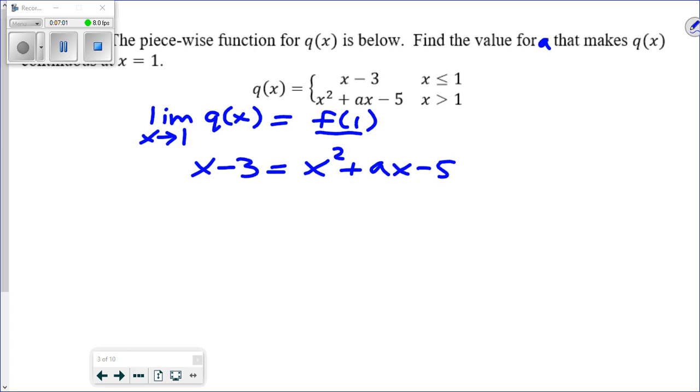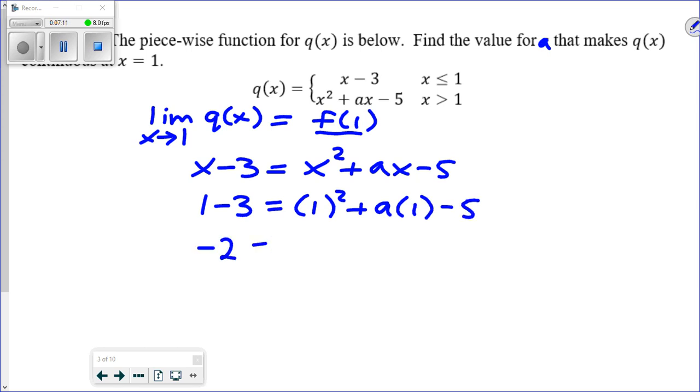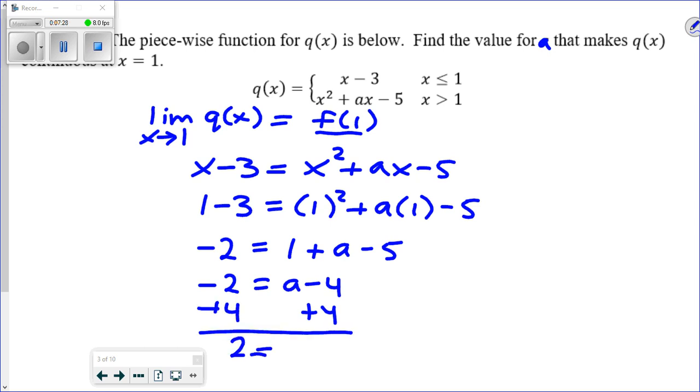So when x equals 1, this will become 1 minus 3 equals 1 squared plus a times 1 minus 5. Simplify, we get negative 2 equals 1 plus a minus 5. Then we get negative 2 equals, well, 1 minus 5 is negative 4, so a minus 4. And then we can just solve for a. We're going to add 4, and we get 2 equals a.